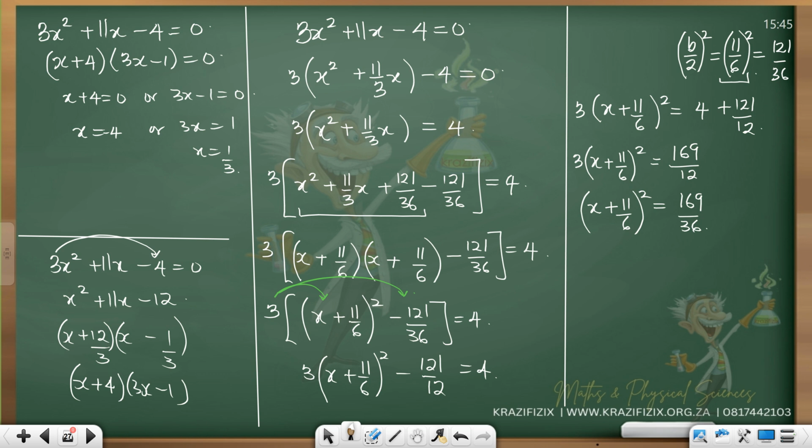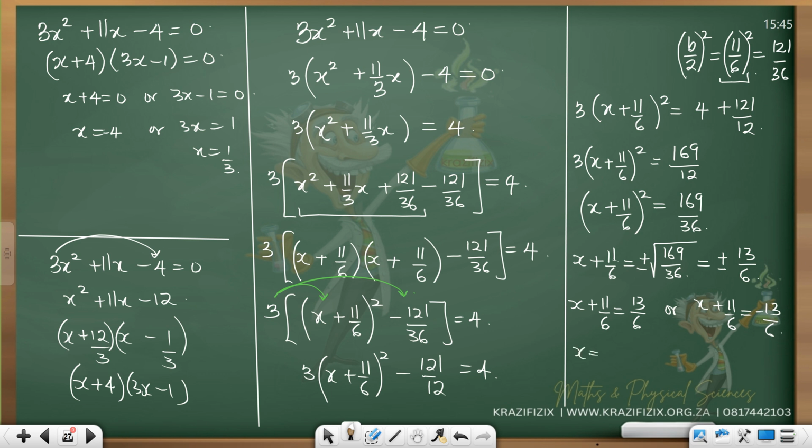Can we introduce our square root? If we introduce our square root, remember what we are going to get? Plus or minus the square root of what? 169 over 36. Which is, because of space, square root of 169 is 13. Square root of that is 6. So x plus 11 over 6 equals 13 over 6, or x plus 11 over 6 equals negative 13. You can use your calculator here.